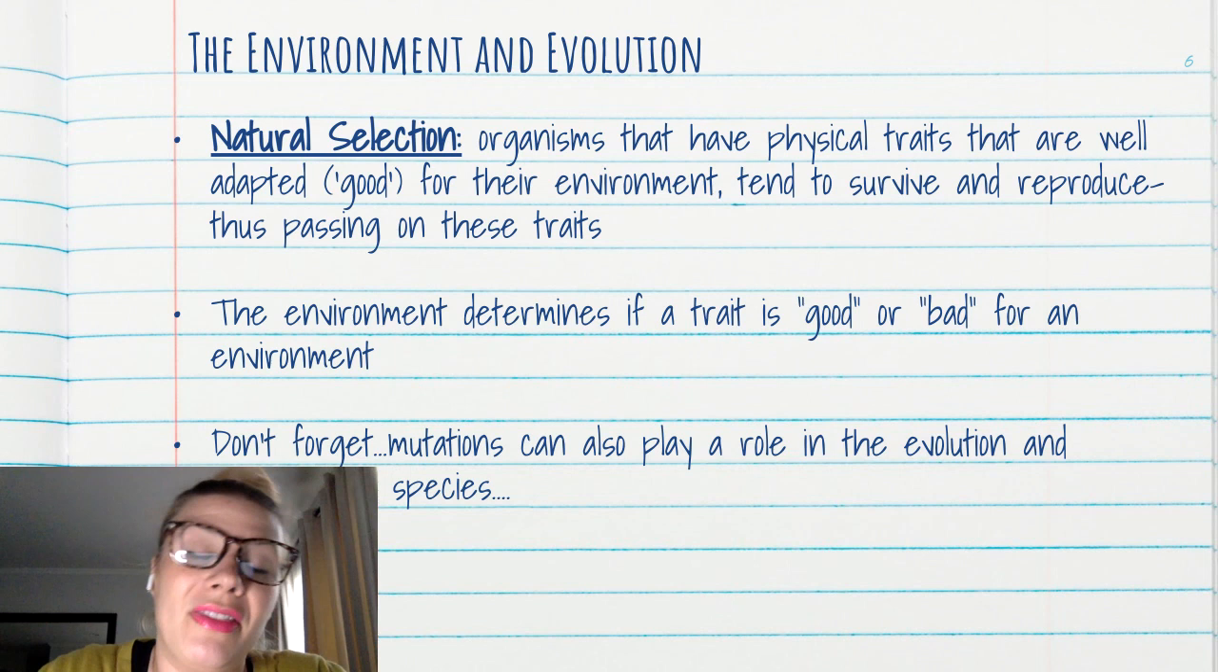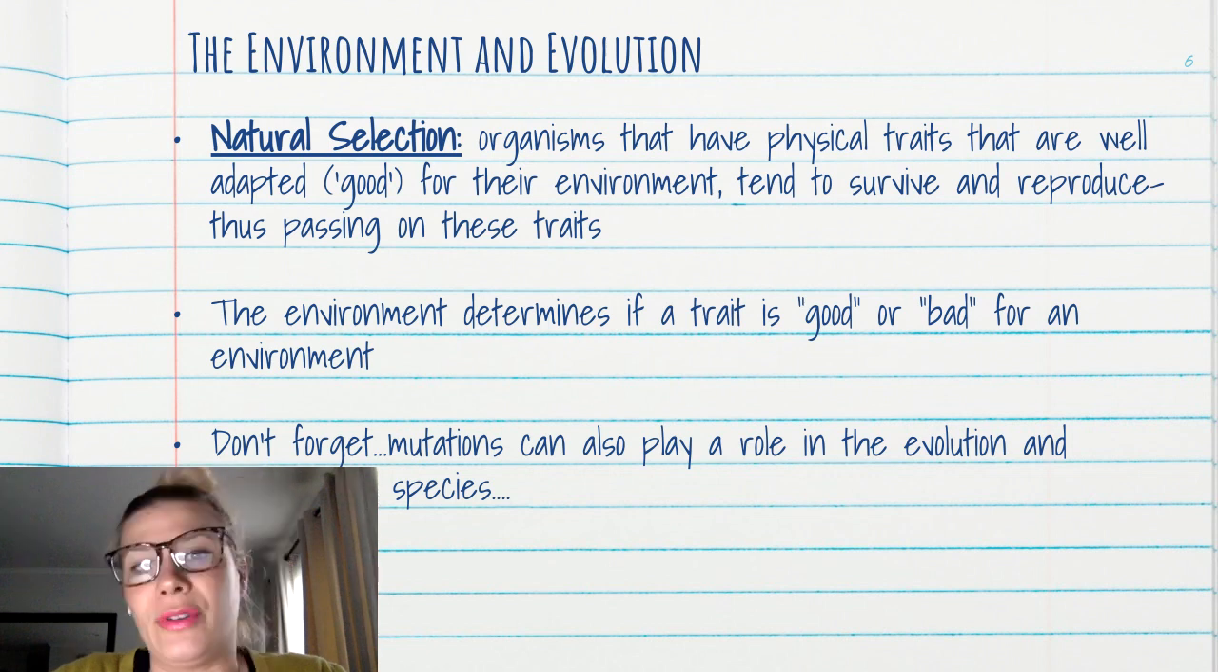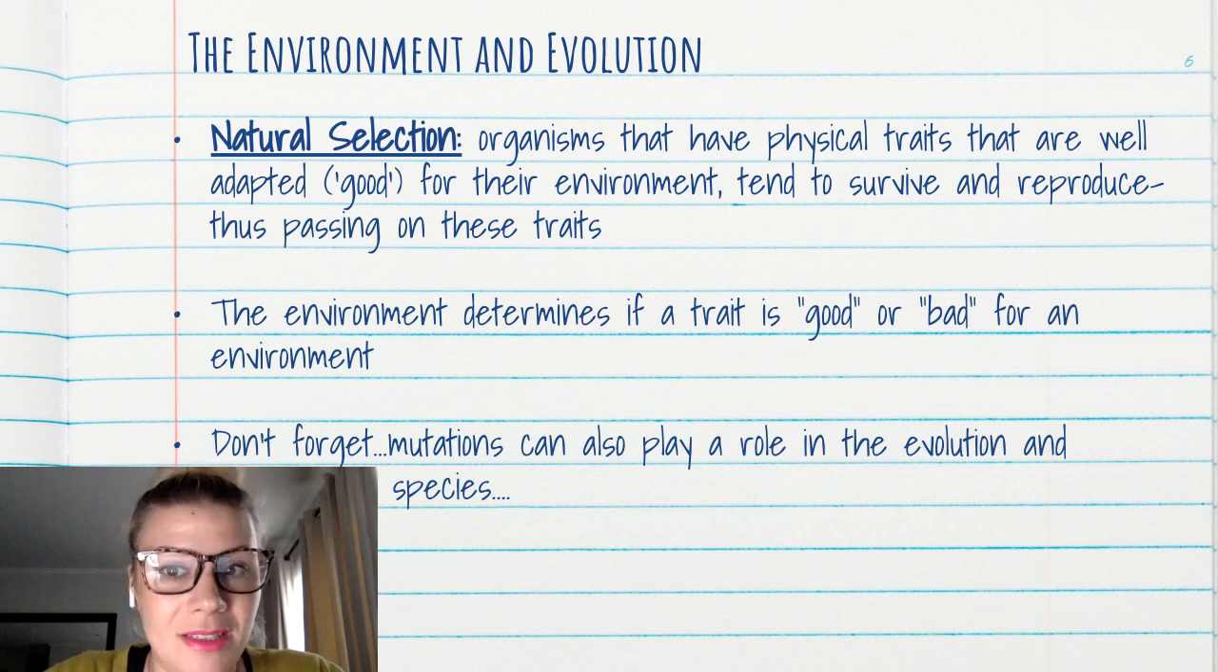So let's look at the environment and evolution again. Natural selection is a term that's really important in biology, and it's something that we use almost as the cornerstone of evolution. So I want to define that for you. Natural selection is defined as organisms that have physical traits that are well adapted or good for their environment, and they tend to survive and reproduce, thus passing on these traits more frequently than other animals in their species. Remember, the environment is what determines if a trait is good or bad. And we talked about that a little bit when we talked about mutations, so you'll see some of that come into play in this conversation today as well.